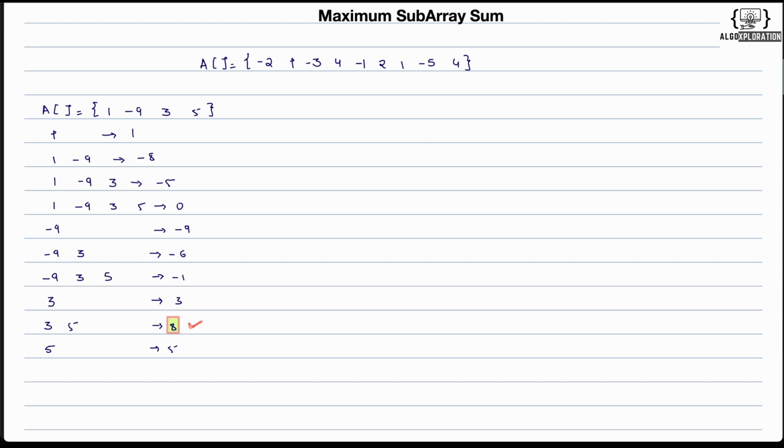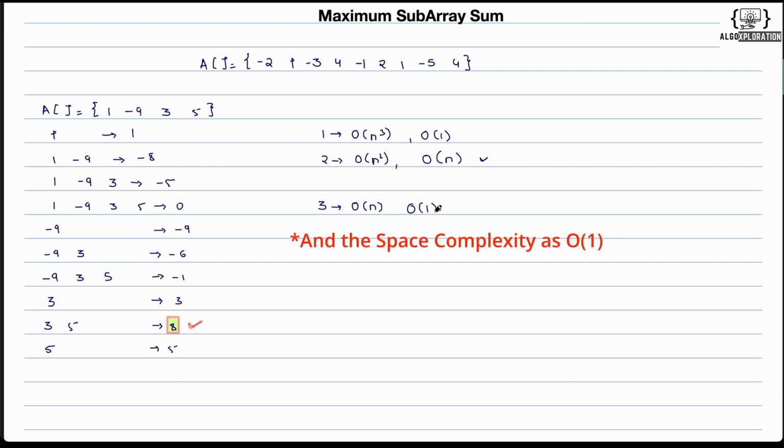So I have shown you two approaches. One took order of n cube time complexity, and the space complexity was constant. The second approach took order of n square time, but the space complexity was order of n. This we did using the prefix sum approach. Now today we are going to see the third approach, which takes order of n time complexity and order of 1 space complexity. So let's start.